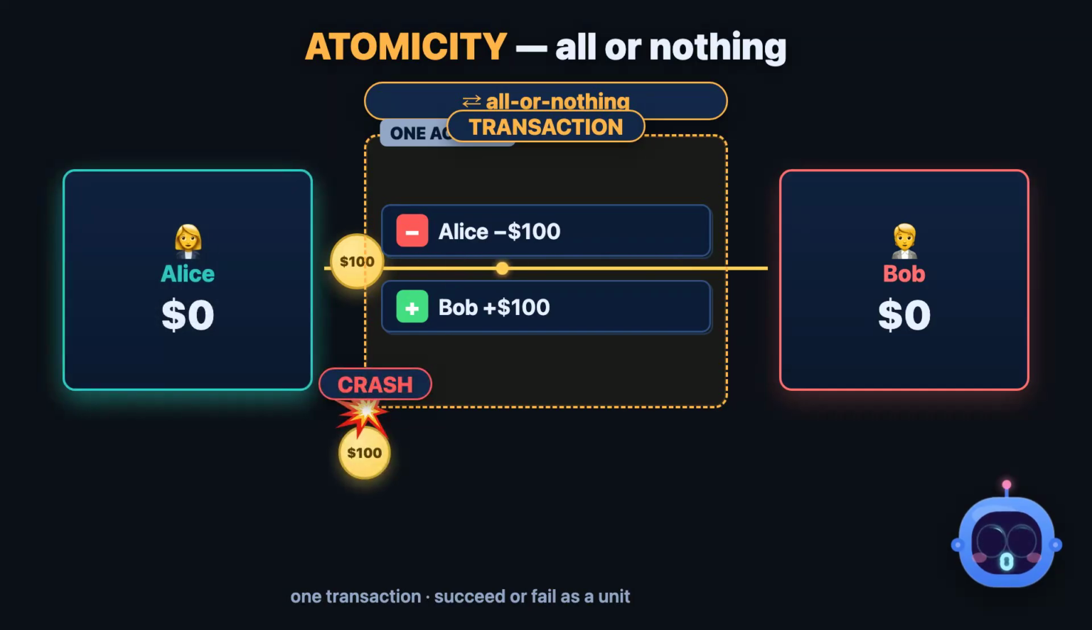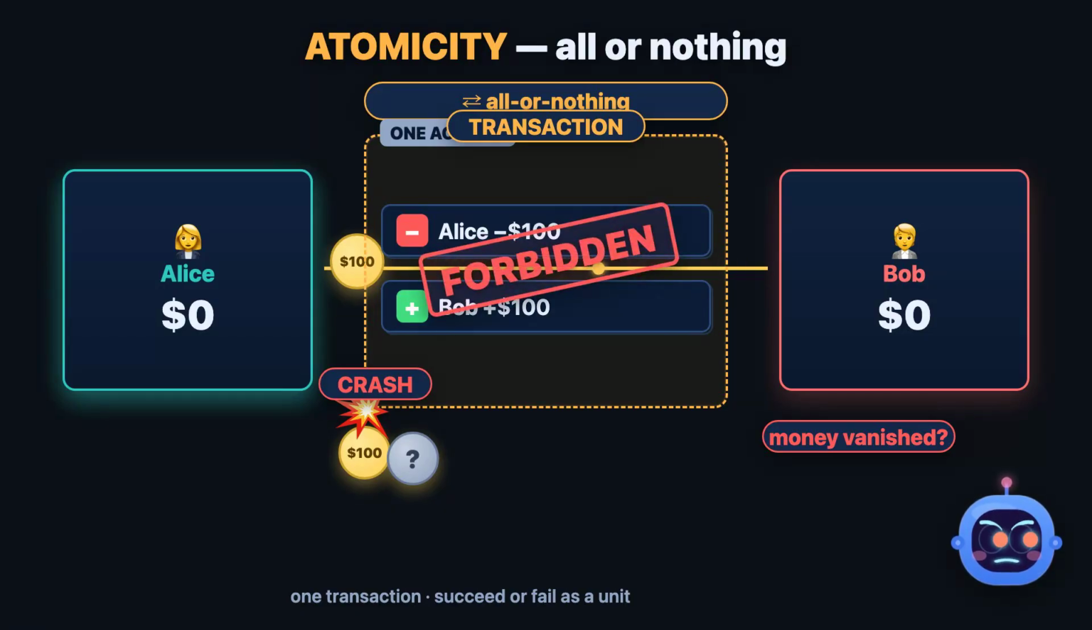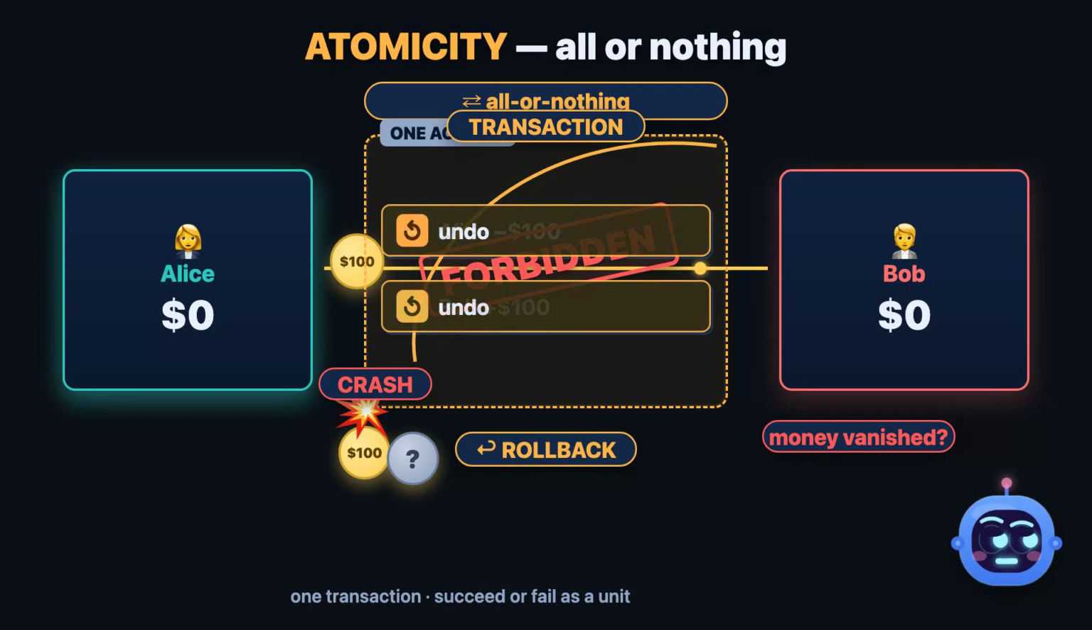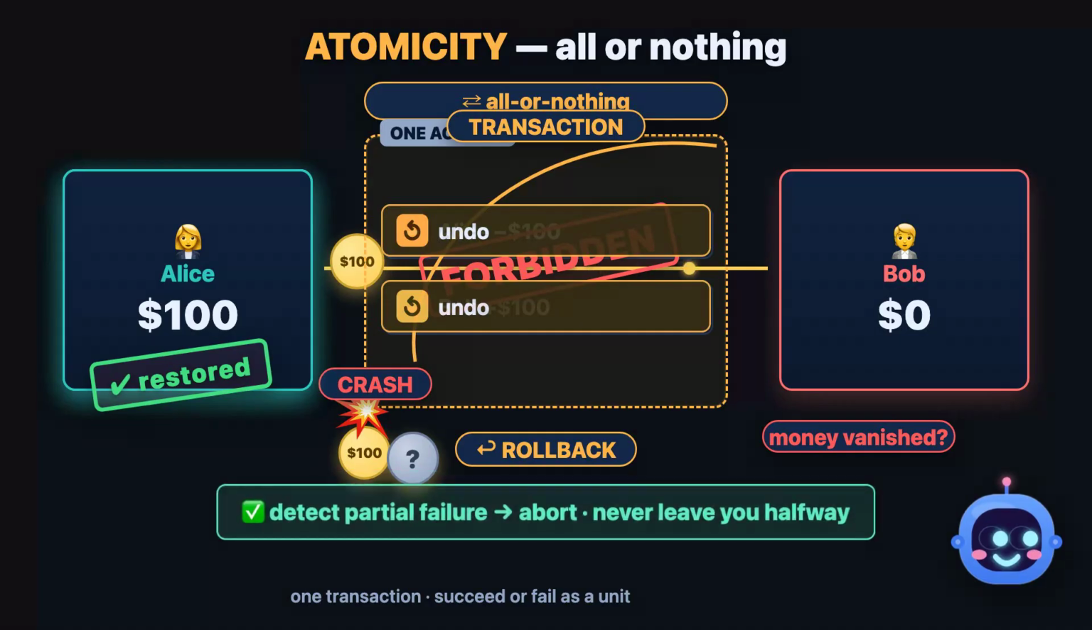Now imagine the first operation works. $100 leaves Alice, but then the system crashes before Bob is credited. If we stopped there, the money would have simply vanished, gone from Alice and never reaching Bob. Atomicity forbids that outcome. It says, if any part of the transaction fails, undo everything and put the accounts back exactly as they were. So the database reverts Alice's deduction, and it's as if the transfer never happened. That's the promise of atomicity. It detects a partial failure and aborts the whole transaction, never leaving you halfway.